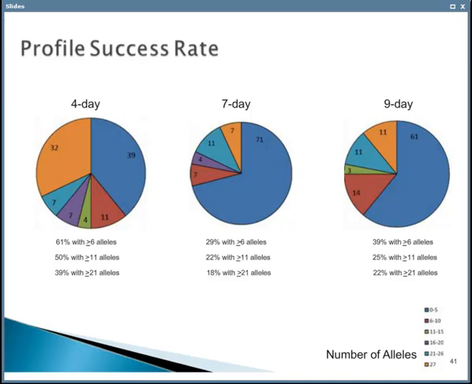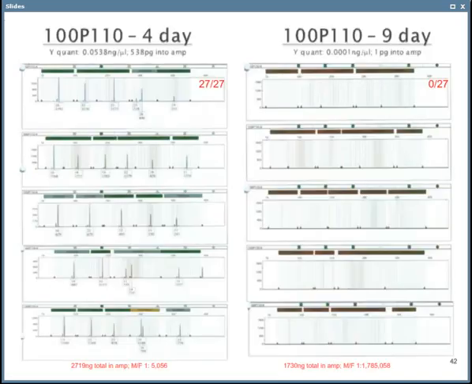And you can see for yourself that there was quite a high degree of success, startling degree of success, I would say, with obtaining the Yfiler Plus profile from all of these classes, 4, 7, and 9 days. Let's look at a couple of examples of the Yfiler Plus profiles. Here I've taken just two samples, one positive, one negative.